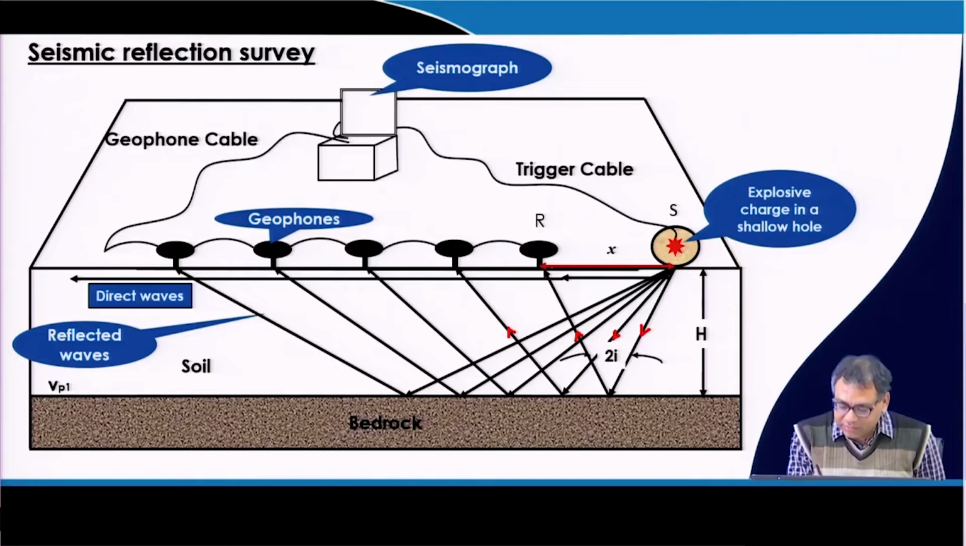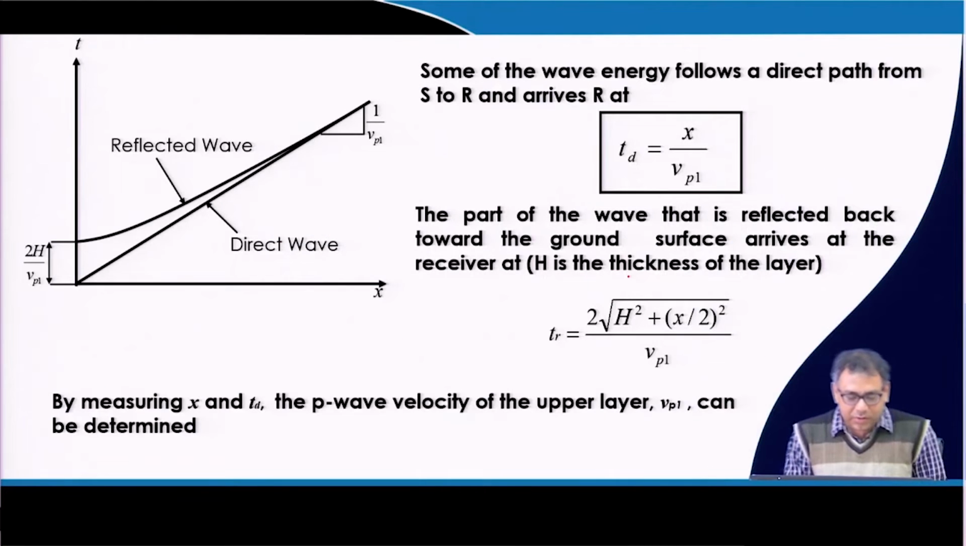So, this is the direct wave, the red one, and this black one is the reflected wave. Based on that, we can determine the thickness and properties of this soil layer. Now, there are two waves, as I discussed, that will be generated: one is the direct wave, another is the reflected wave.